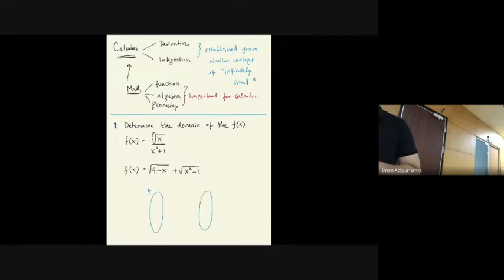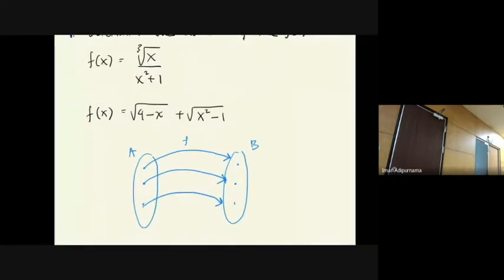So this is A, this is B, you have this, and you have an arrow here. Which one is the domain, A or B? Which one is the domain, left or right? A, okay. So you remember that A is the domain.